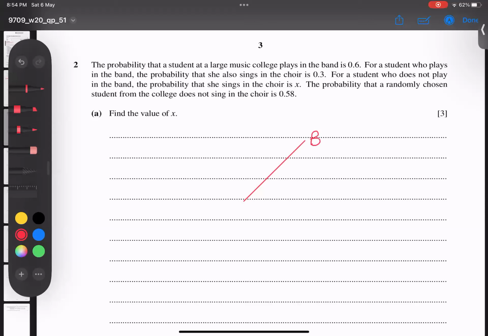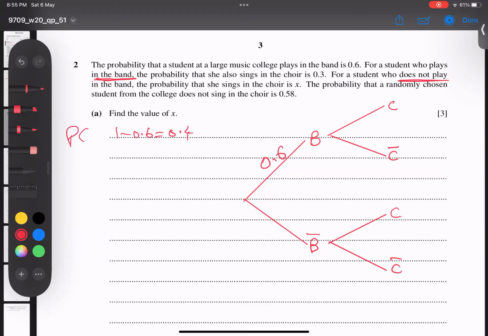So 2 options are there: band or not band, because we can see clearly here we mentioned in the band and does not play in the band. And in the case of band, choir or not, in a choir or not. So in a band, it is 0.6 coming here, and not in a band, naturally 1 minus 0.6, right, students? So 1 minus 0.6 gives us 0.4.